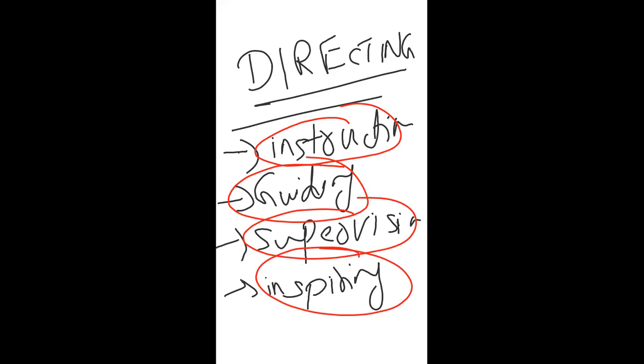क्लियर है बेटा? डायरेक्टिंग का एक पूरा पिक्चर सामने आ गया आपका कि डायरेक्टिंग क्या है. मीन्स वी आर गेटिंग थिंग्स डन बाय अदर पीपल बाय डूइंग ऑल दिस थिंग. उनको इंस्ट्रक्शन भी देना पड़ेगा, उनको गाइड भी करना पड़ेगा, उनको चेक भी करना पड़ेगा टाइम टू टाइम, दैट मीन्स सुपरविजन, एंड देन इंस्पायर भी करना पड़ेगा. क्लियर है? Yes, sir. Right?